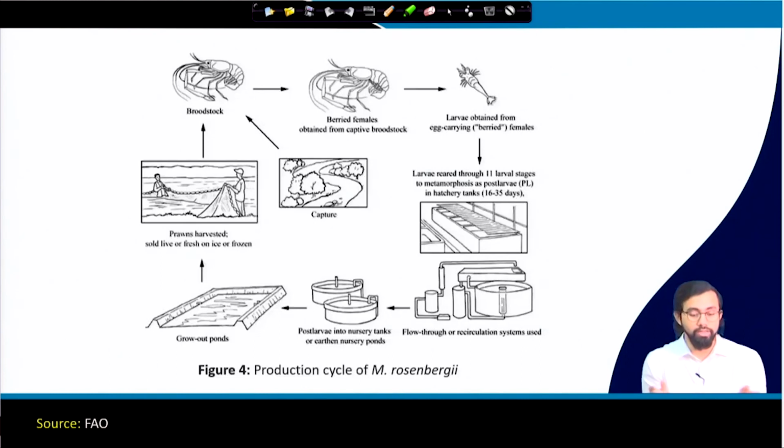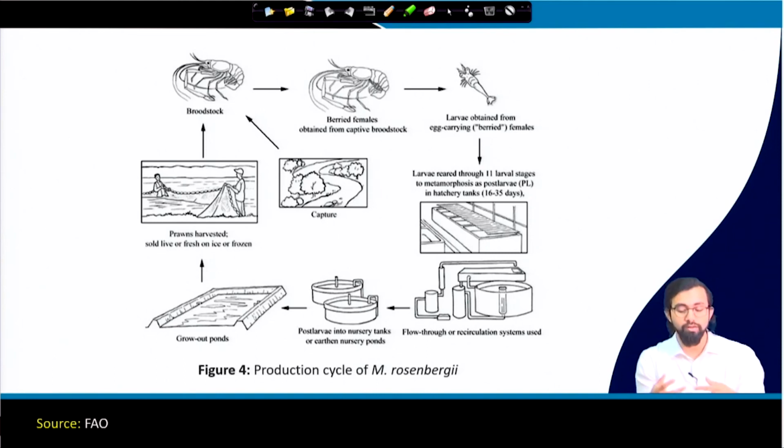This is the standard structure of the production cycle of Macrobrachium rosenbergii. If you see, it starts from the berried females, which are obtained from the captive broodstocks. From them the larvae are obtained from the egg-carrying berried females. You see, the first is the broodstock. Okay, broodstock. From the broodstock we have these berried females.